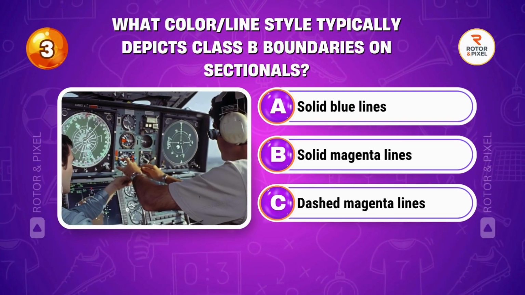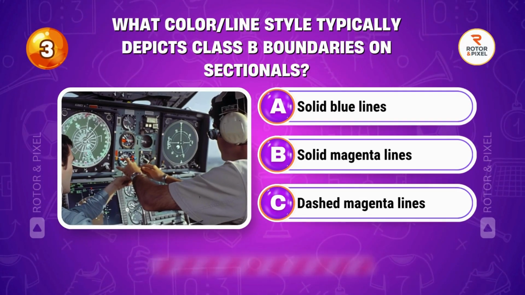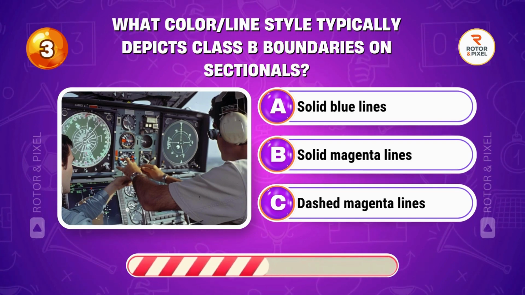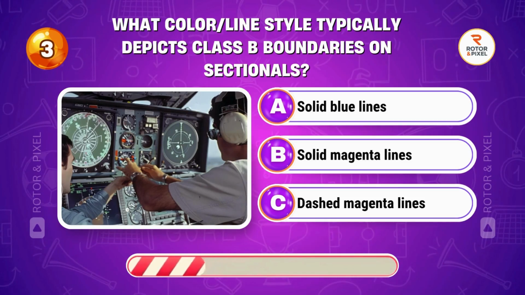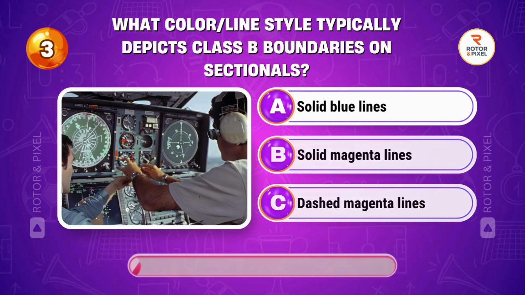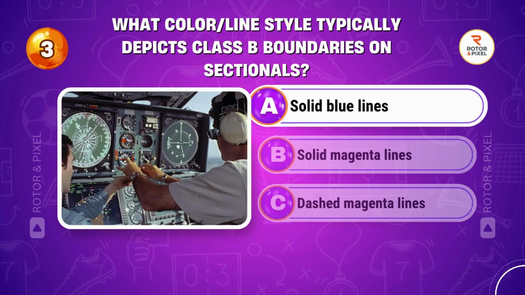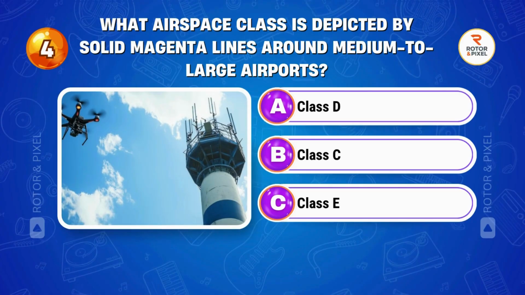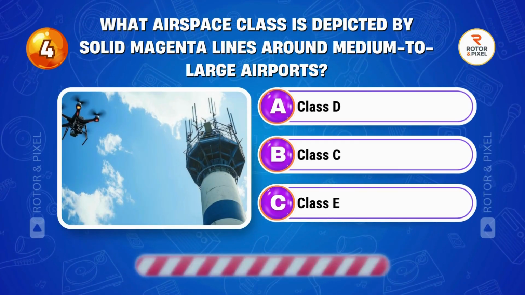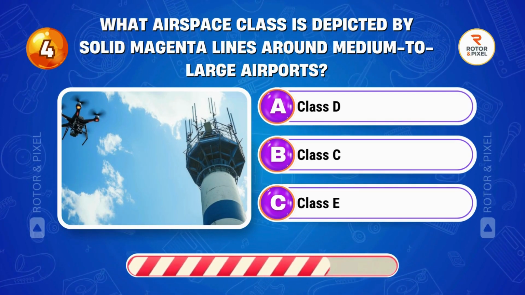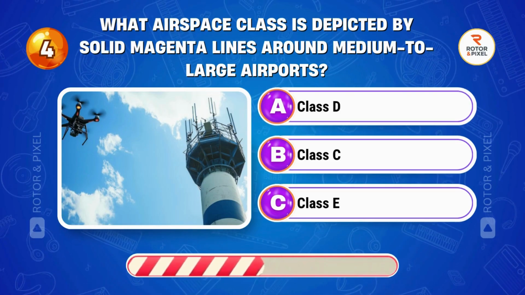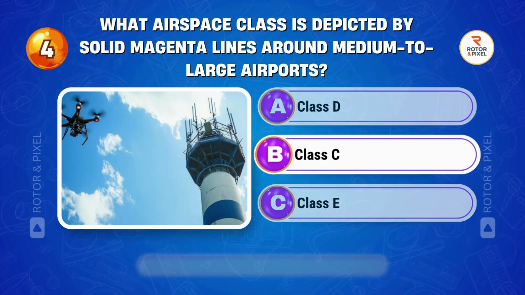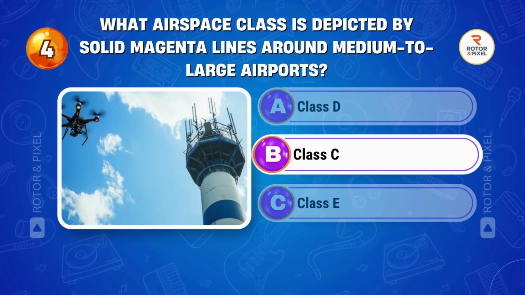What color line style typically depicts Class B boundaries on sections? Answer A, solid blue lines. What airspace class is depicted by solid magenta lines around medium to large airports? Answer B, Class C.